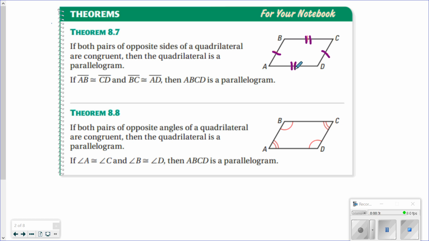Theorem 8.8, if both pairs of opposite angles of a quadrilateral are congruent, then the quadrilateral is a parallelogram. So what that's saying here is that if we know that angle A and angle C are congruent, or the same measure, and angle B and angle D are congruent, or the same measure, then ABCD is a parallelogram.